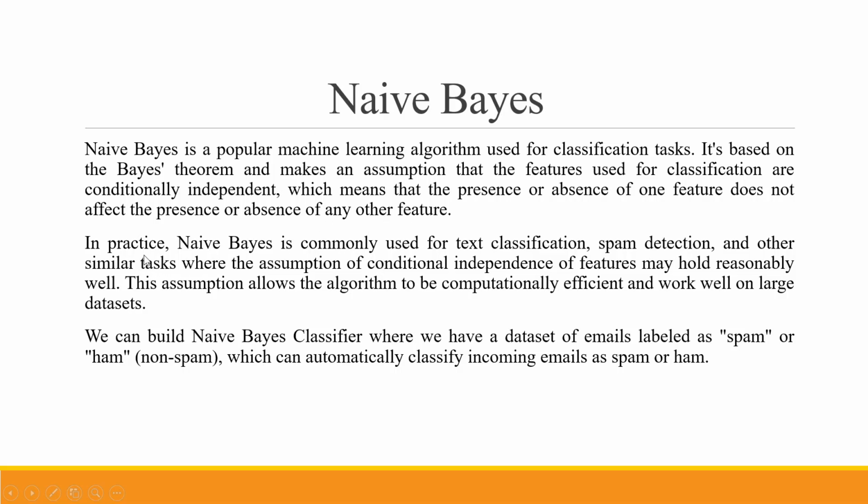feature. In practice, Naive Bayes is commonly used for text classification, spam detection, and other similar tasks where the assumption of conditional independence of features may hold reasonably well. This assumption allows the algorithm to be computationally efficient and work well on large datasets. We can build a Naive Bayes classifier where we have datasets of emails labeled as spam or ham, that is non-spam, which can automatically classify incoming emails as spam or ham.